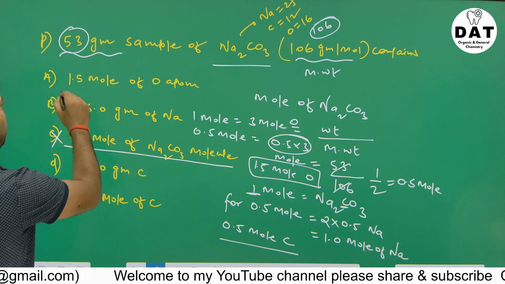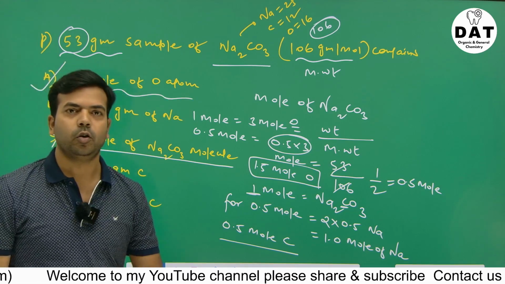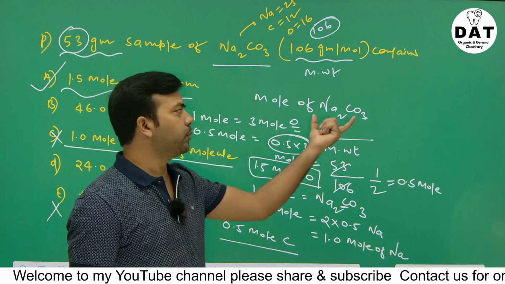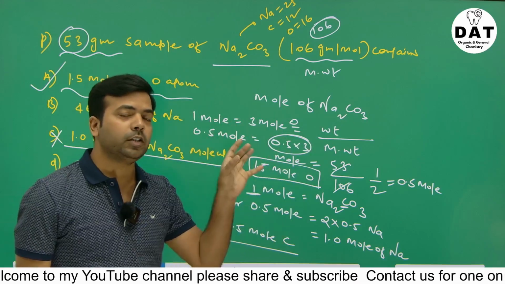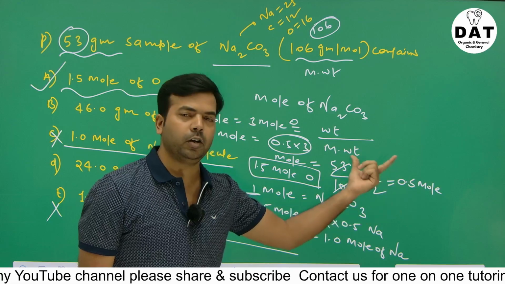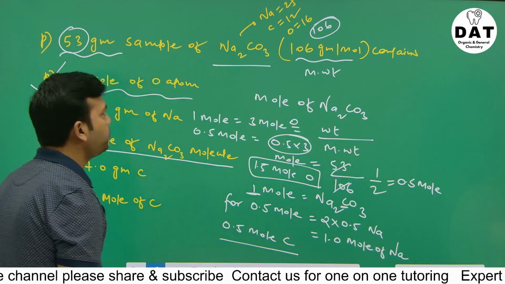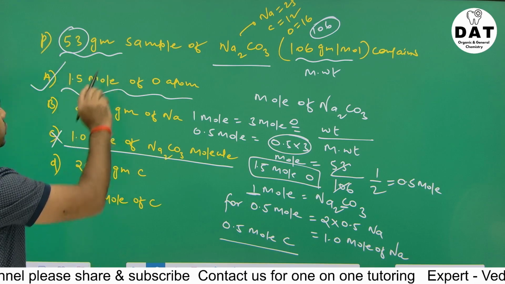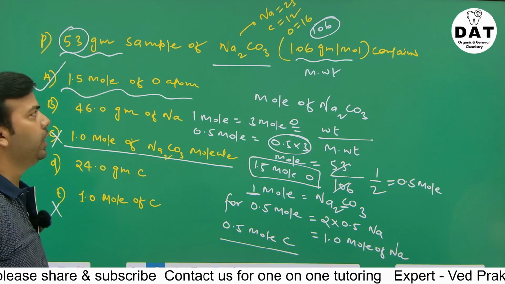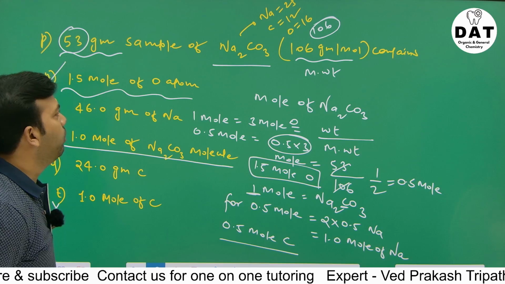1.5 mole oxygen is only option A. So this is quite simple, you know. Whenever you have any substance, just find out the ratio in terms of 1 mole, and then for any particular amount, you can multiply with that number. Look at here again. The question is talking about a 53 gram sample of Na2CO3. So the first job is to find out the number of mole.